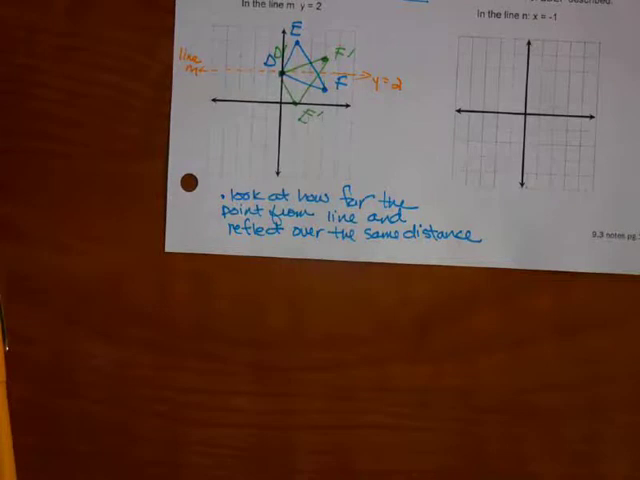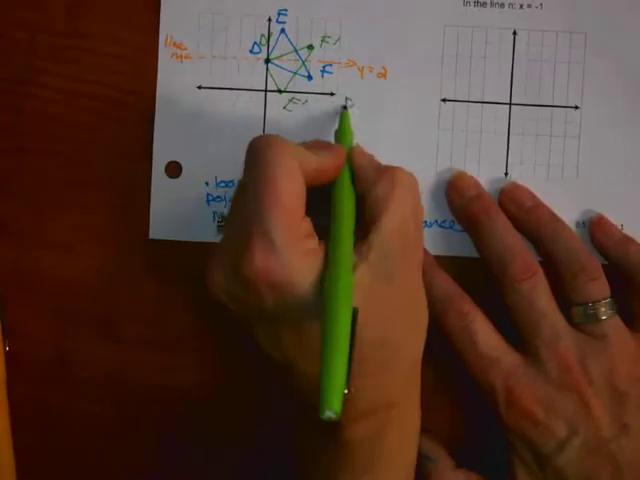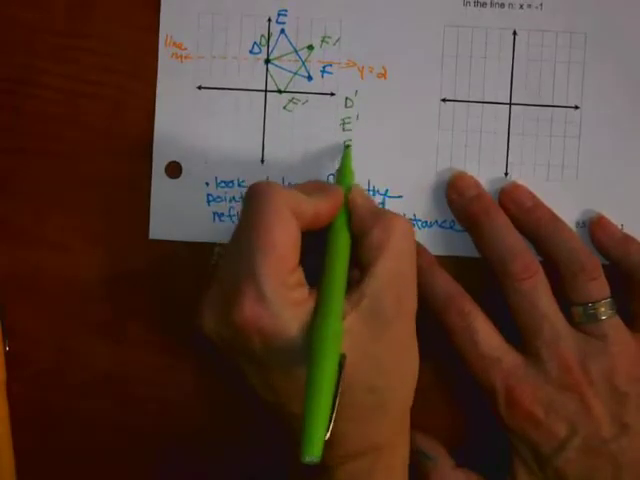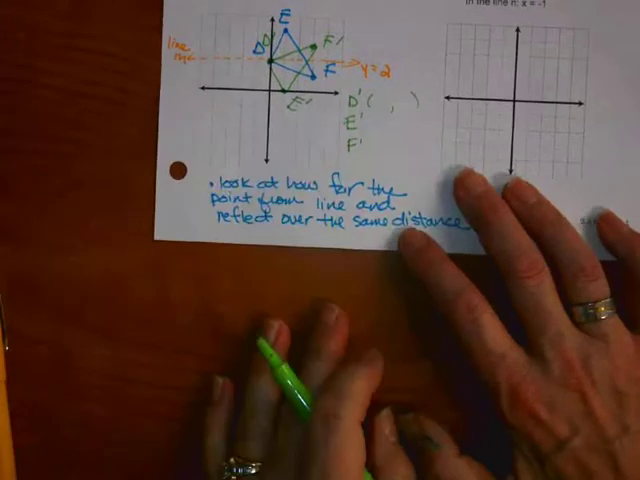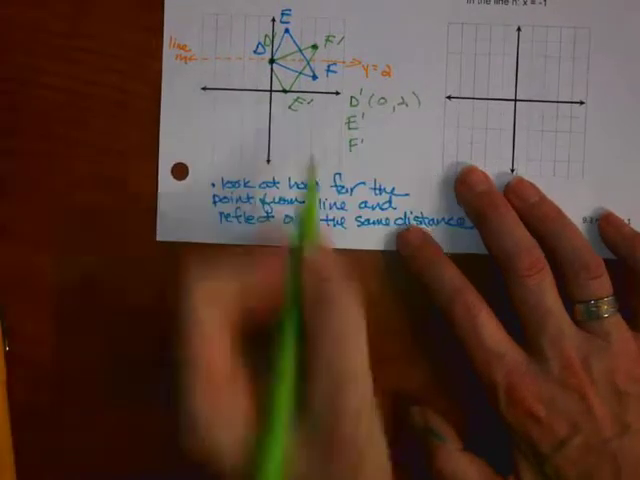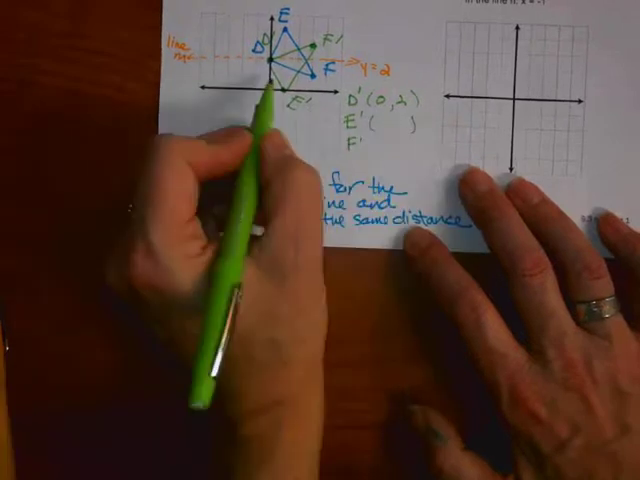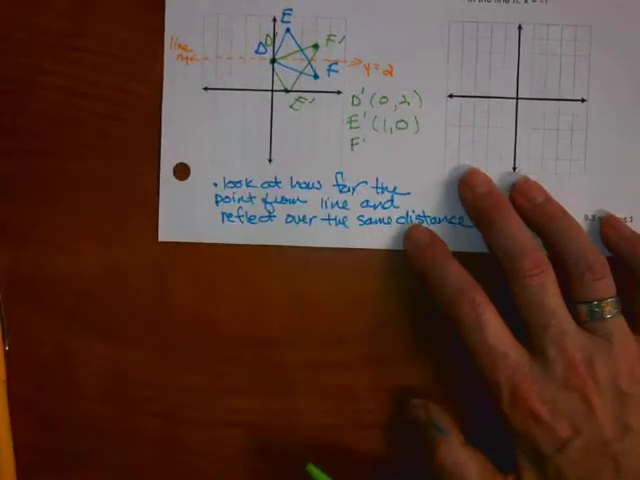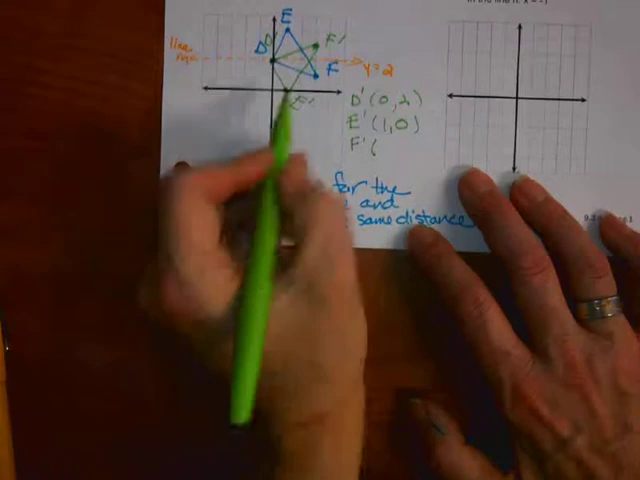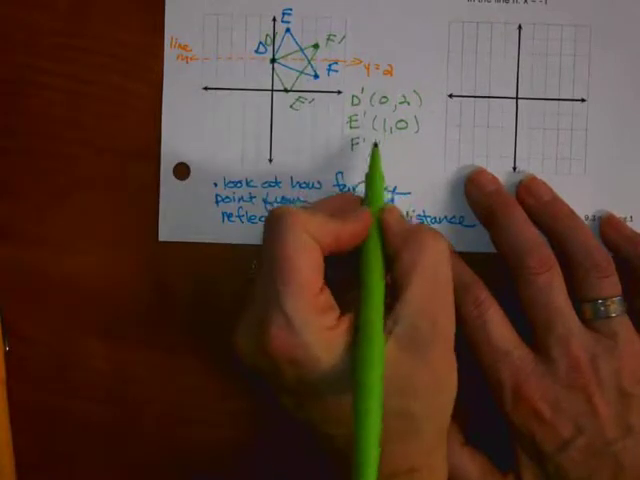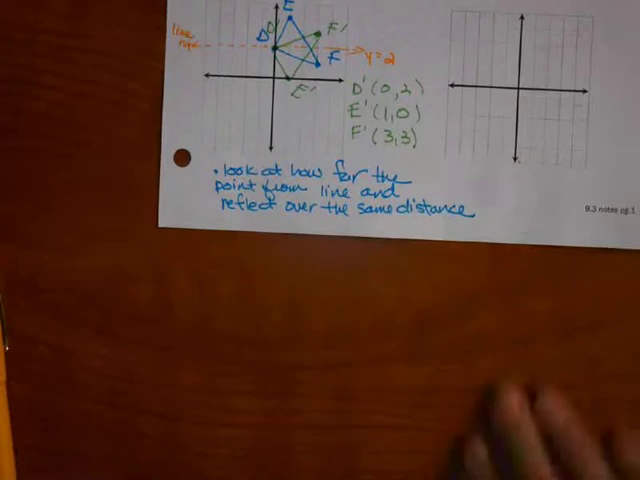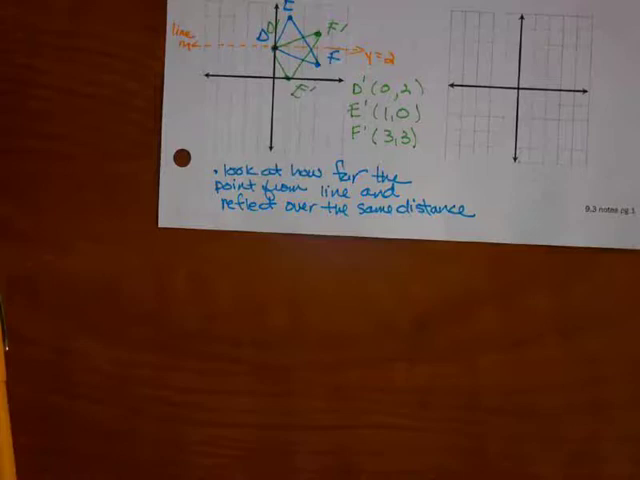Though there's nothing significant about what happens to their coordinates, let's just write them down and see. D prime, E prime, and F prime. So D prime stayed the same. E prime is over 1 up 0. F prime is over 3 up 3. Their y coordinates did stay the same. Excuse me, the x coordinates stayed the same. Yes, the x coordinates stayed the same, but that's it. All right. So let's do this next one.